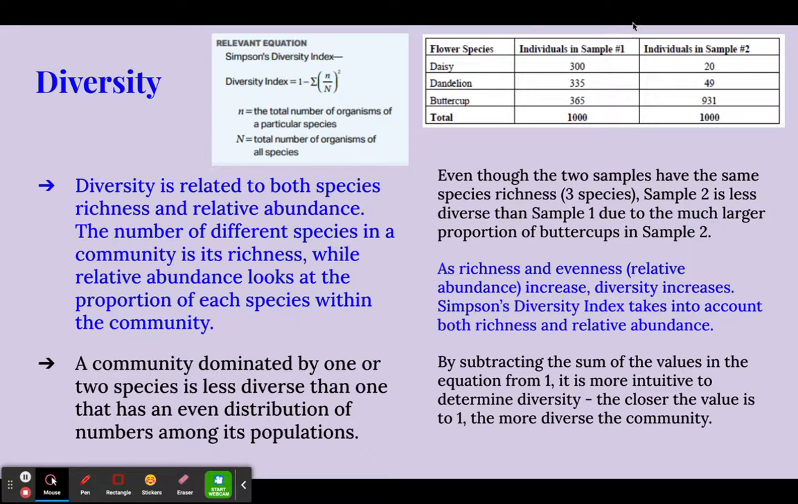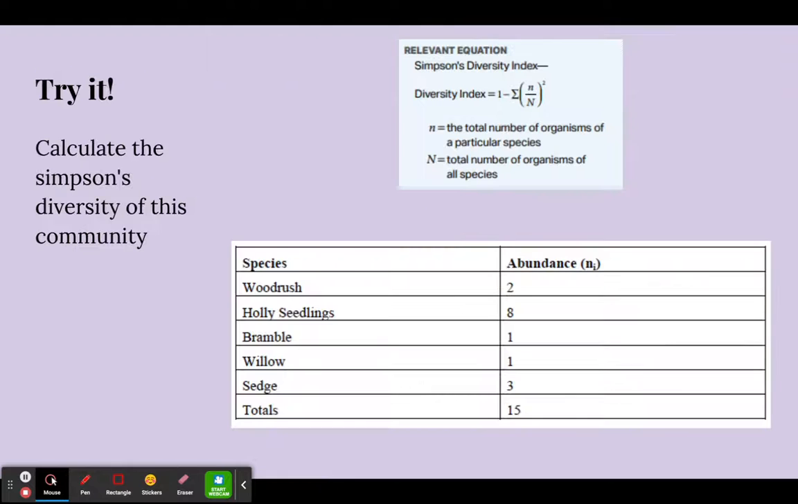So if we are looking at this table here, even though the two samples have the same species richness, they have 3 species total, sample 2 is less diverse than sample 1. We can see that it has a much higher sample of buttercup flower species, whereas our sample 1 has a very even distribution between our 3 flower species. So as richness and evenness, or relative abundance, increase, diversity is going to increase. So Simpson's diversity index takes into account both richness and the relative abundance. So by subtracting the sum of the values in the equation from 1, it's more intuitive to determine diversity. So the closer the value is to 1, the more diverse the community is.